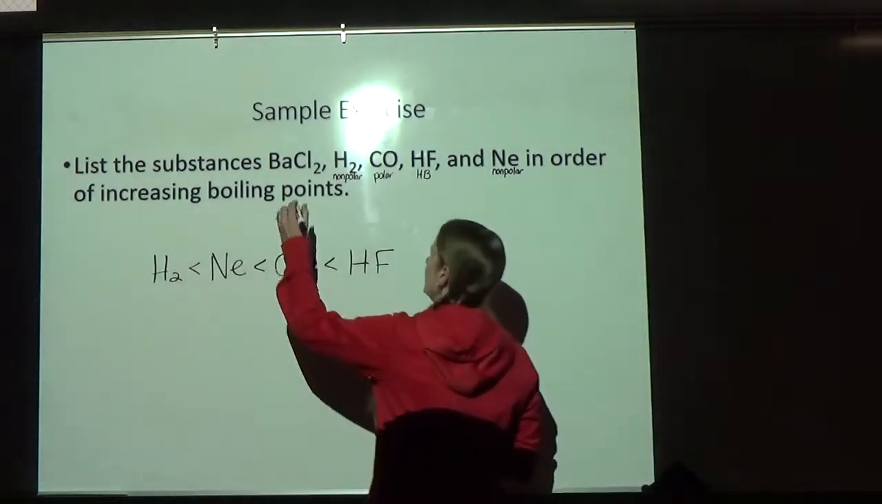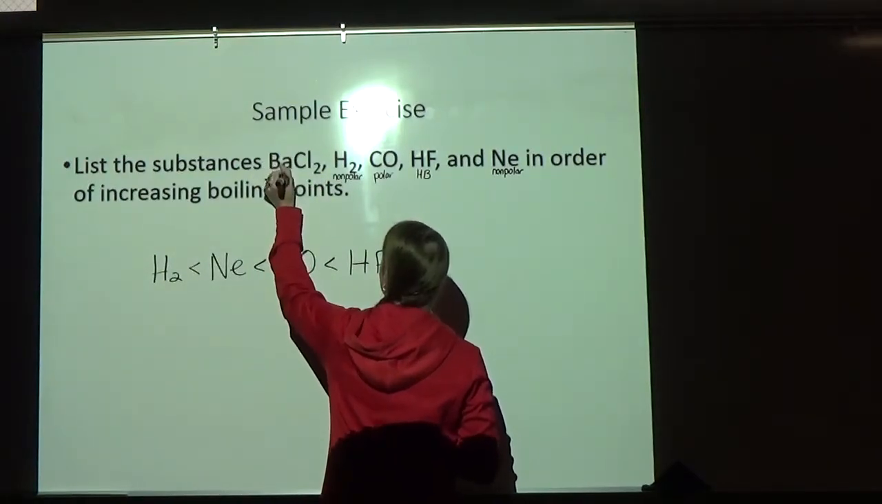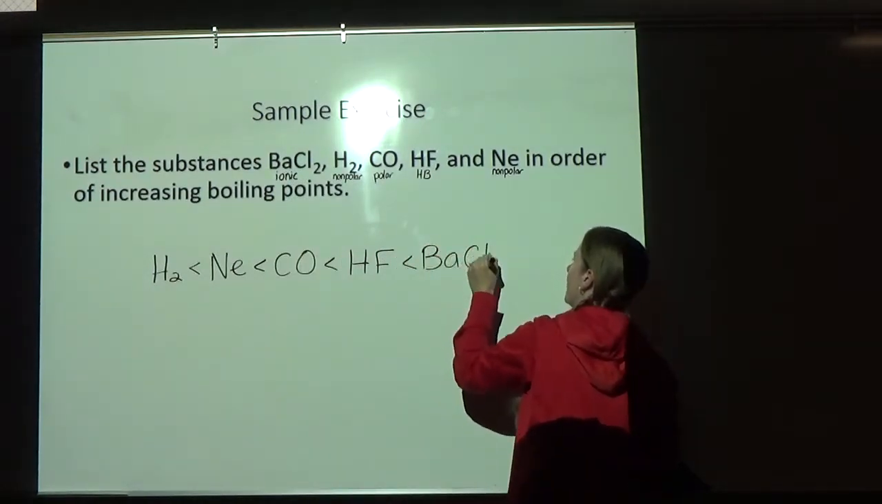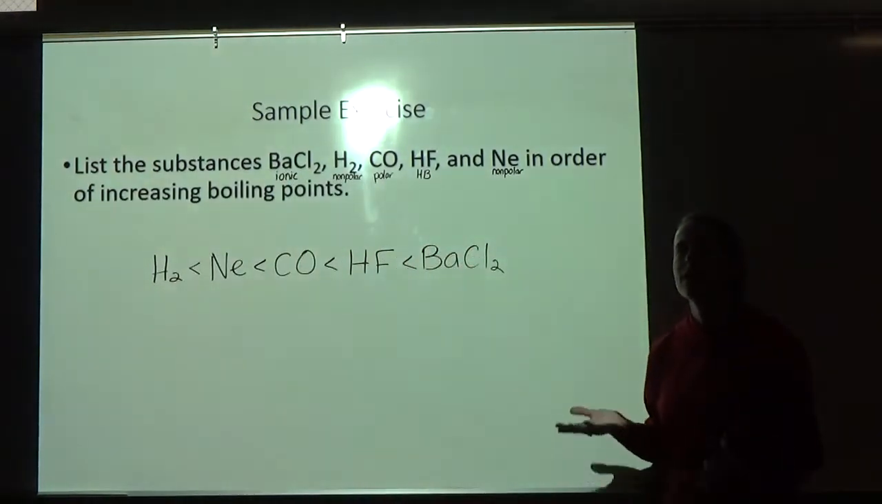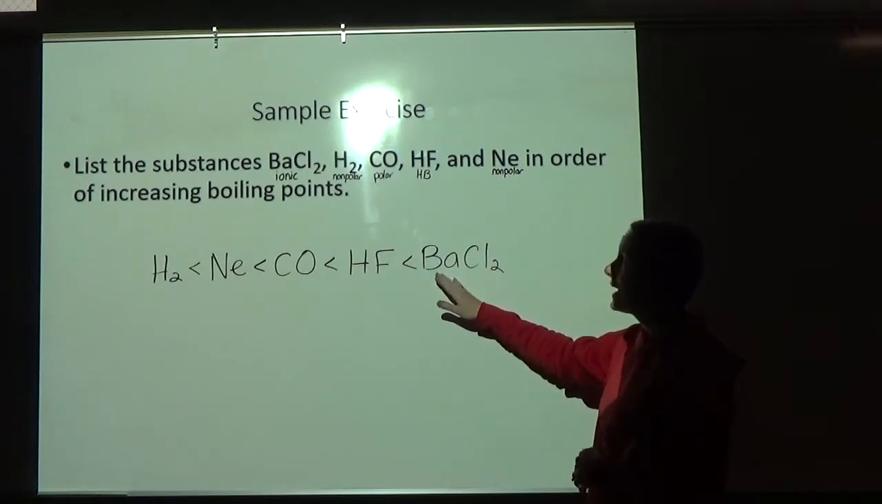And then last, once you get here to BaCl2, this is a metal and a nonmetal. So this is ionic, which means it's actually held together by ionic bonds. And remember, in general, an actual bond tends to be stronger than an intermolecular force. So that's why I put my ionic one as my highest.